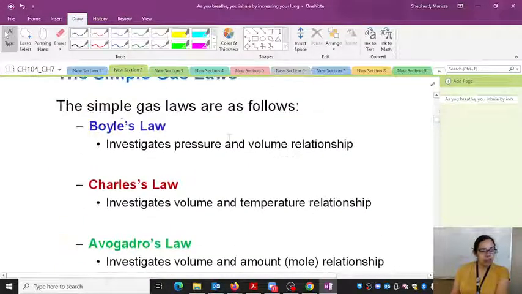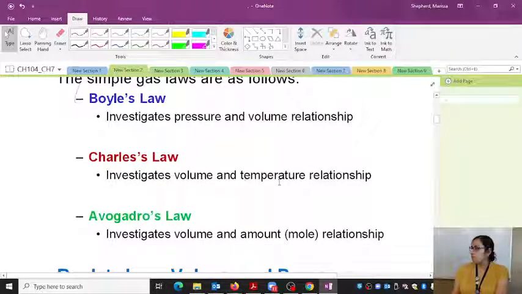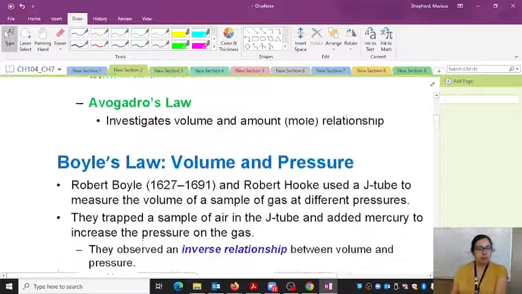And so this is just where we're going. So we'll look at Boyle's law, which relates pressure and volume. Then Charles's law next, which relates volume and temperature. And then we'll look at Avogadro's, which relates our molar amount and volume.